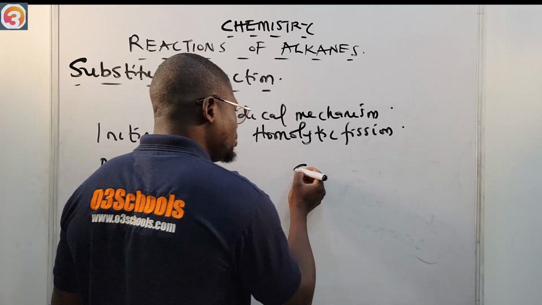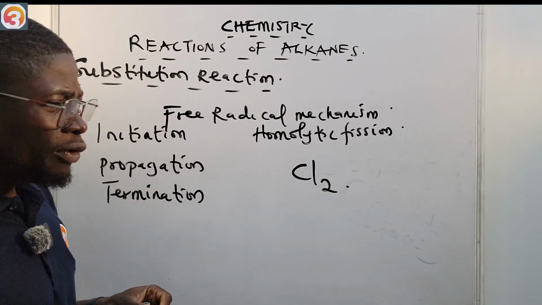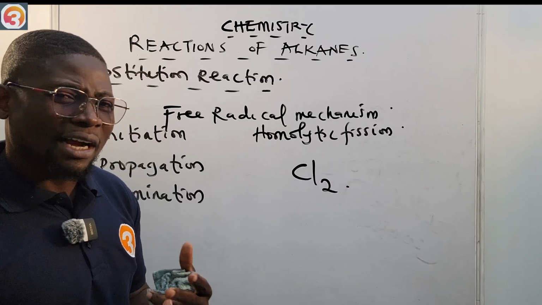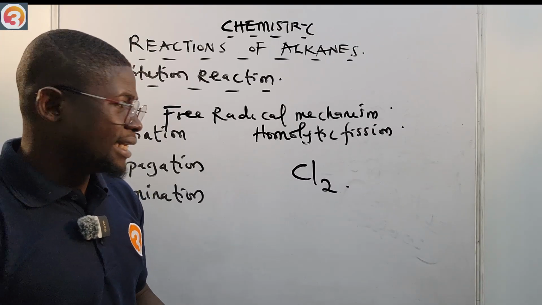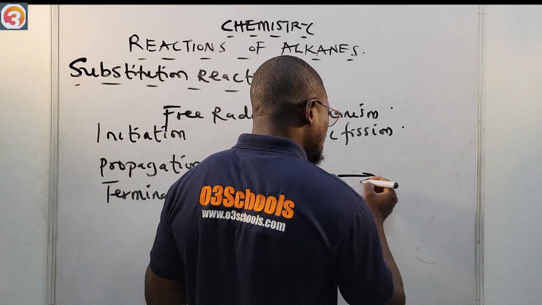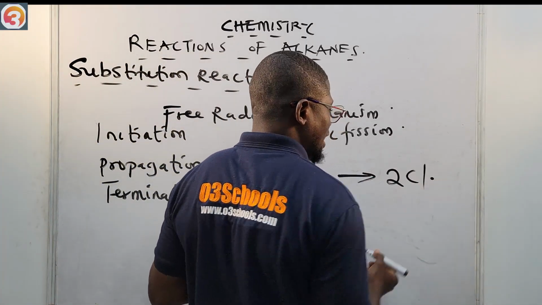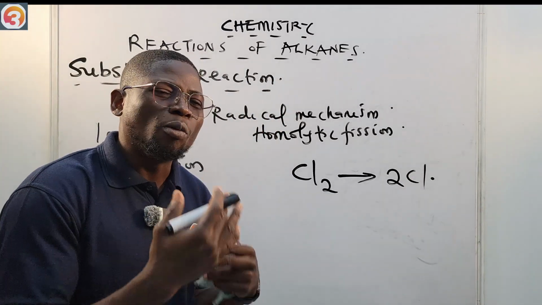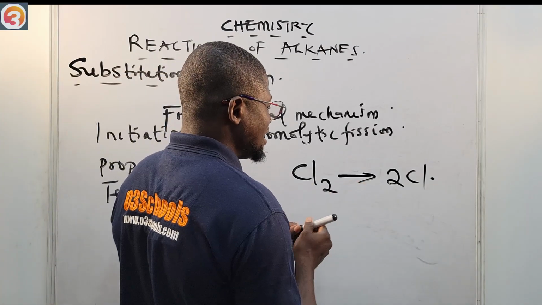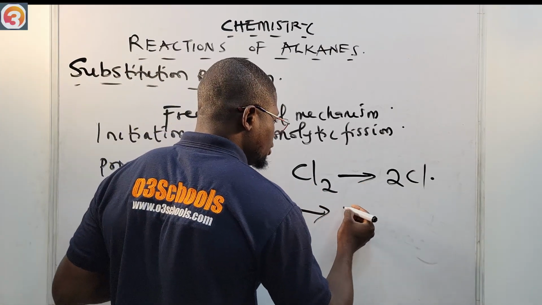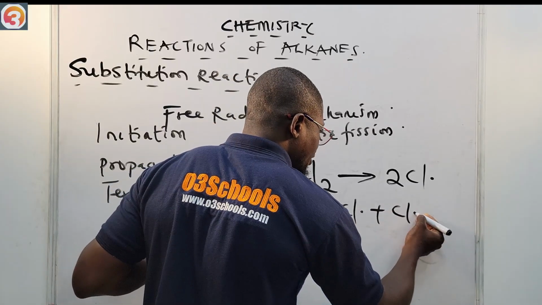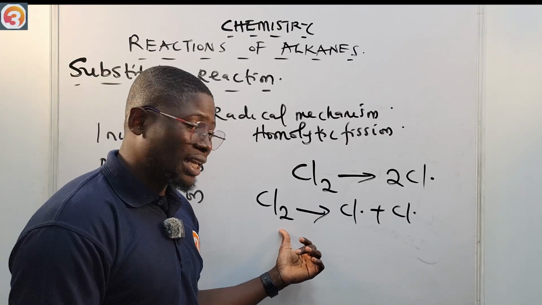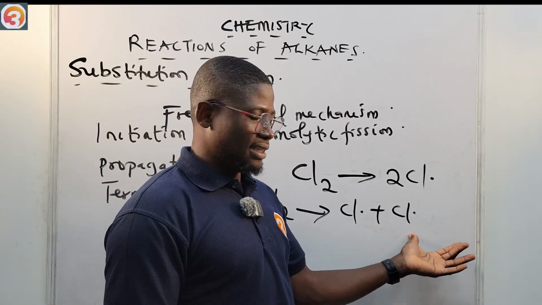For example, if you have a chlorine molecule, Cl2, and you want to break it into radicals, both radicals are going to have unpaired electrons. So Cl2 is broken down into Cl radical plus Cl radical, and we put a dot in front of each radical to denote that they have unpaired electrons.